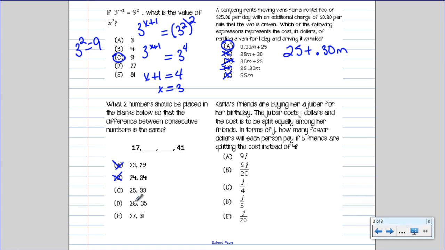I'll plug in the next two, 25 and 33. And the difference from 25 to 33 is 8. So I have plus 8 here, and then I go check my next difference. Well, from 17 to 25, that's also 8. And from 33 to 41 is also 8. So these all have the same difference. If I go look at them, they all are the same. And so the difference between consecutive numbers is the same. So there is my answer.